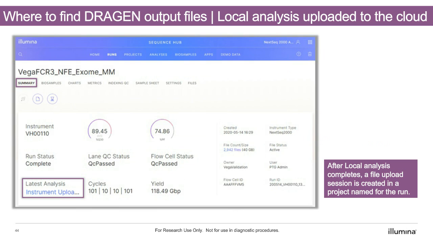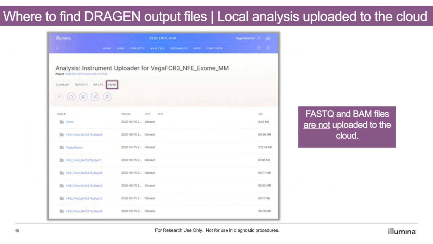Okay, when analysis is performed locally and then uploaded to the cloud, the DRAGEN output files are uploaded to a project named for the run. So clicking the link to the upload session or the app session, again shown here on the lower left, will take you to the app session within the project. Within the app session, we're going to click on the Files tab to find our output. The output includes variant calling and RNA-quant and RNA fusion output, depending on the pipeline that was run, and of course the log files and metrics.